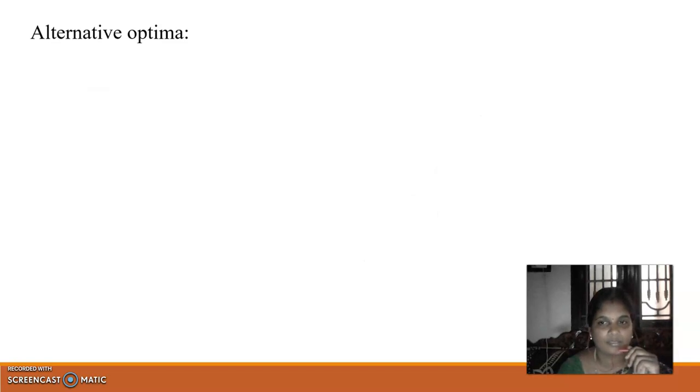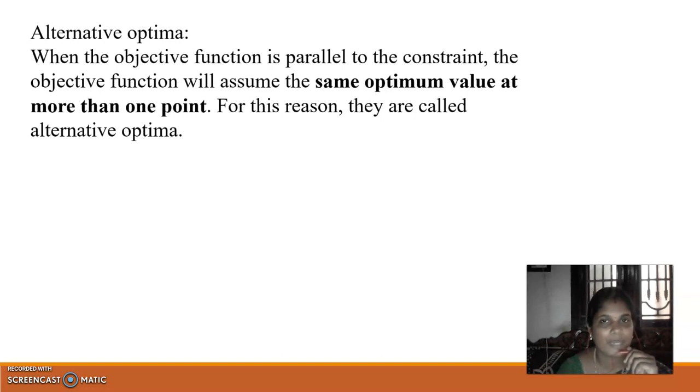These are the special cases of linear programming problems. The first one is alternative optima. What is meant by optimum value or optimum solution? We can get many solutions, and the best among the many solutions is the optimum solution. Alternative optima means we can get the optimum value at more than one point. Let's see the definition. When the objective function is parallel to the constraint, the objective function will assume the same optimum value at more than one point. That is why we call this alternative optima.